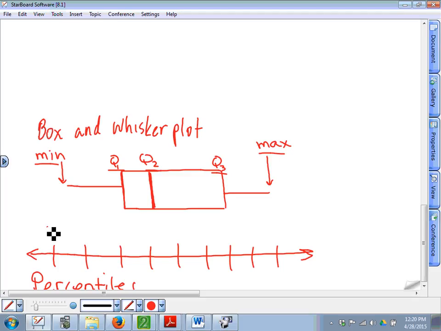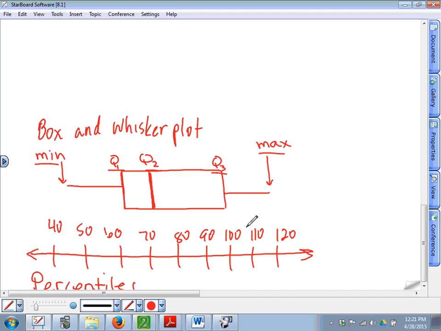So let's say that this was 40. Let's say this is 40, 50, 60, 70. Now do you see how these have values? So what would the maximum be? Like 120 or 119. The minimum value would be maybe 42. Q1 would have been 60, Q2 71 maybe, and Q3. So you have to have values underneath it to give it some kind of a scale.